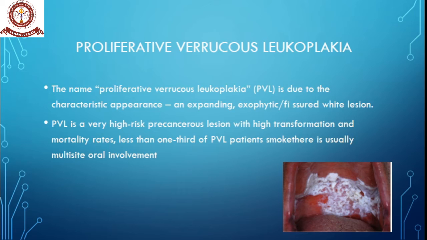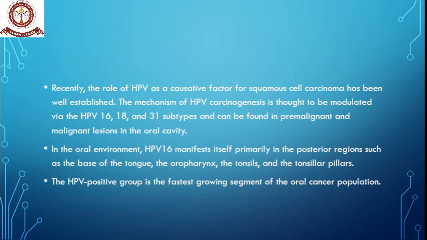It is a white lesion, that's why it's called leukoplakia. It is a very high risk precancerous lesion with a high transformation rate, and even after transformation, malignancies which have transformed from proliferative verrucous leukoplakia have a very high mortality rate. The causative factor for proliferative verrucous leukoplakia has been found to be human papilloma virus, whereas for normal leukoplakic lesions it is tobacco usage, with or without alcohol.